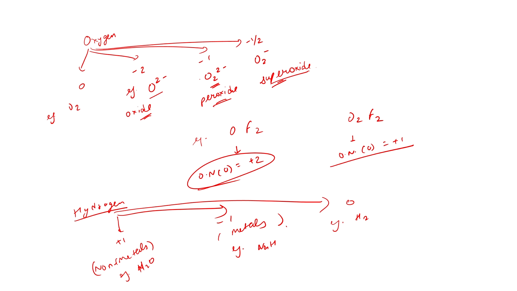Now, we thought about whether the oxidation state of oxygen can be positive. Can we have a positive oxidation state of oxygen? Yes, it is possible. How? By combining it with a more electronegative element, that is fluorine. For example, OF2 and O2F2 are two known molecules of oxygen and fluorine, one having the oxidation state of oxygen as +2, another +1. Then we start with hydrogen.